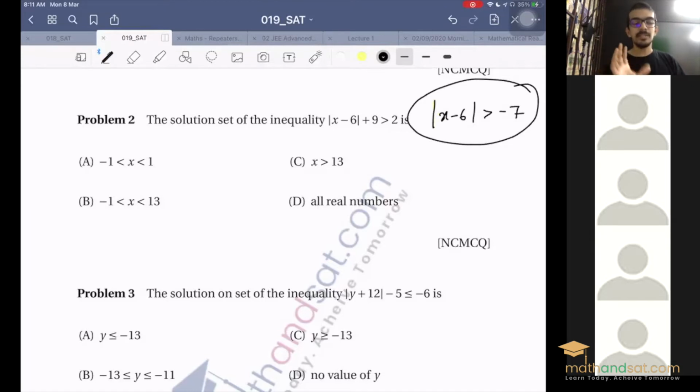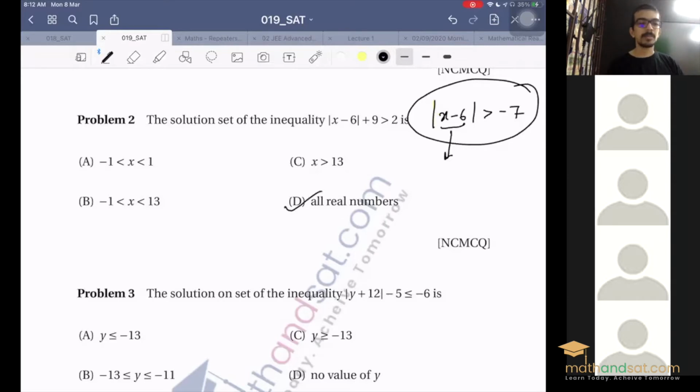It simply means that this is true for all values. If you take any real number and you subtract 6 from that, you're still going to get a real number. And you take the absolute value. That has to be a positive number. Now, if somebody is telling you that this number is always greater than minus 7, this is true for all real numbers. So the solution set is all real numbers.